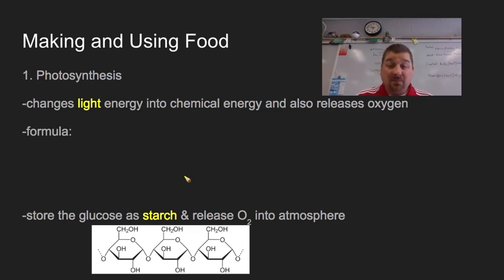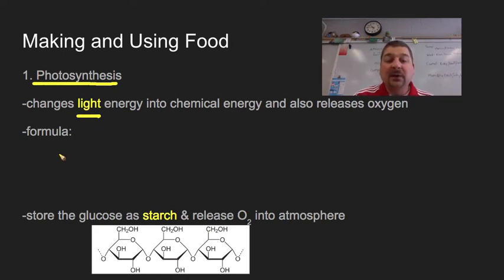How do we make the glucose in the first place? Okay, well, you have 2 steps, making food and then using food. Making food is the process of photosynthesis, the main one that we talk about in biology, where you're taking light energy from the sun and changing it into the chemical energy of glucose.